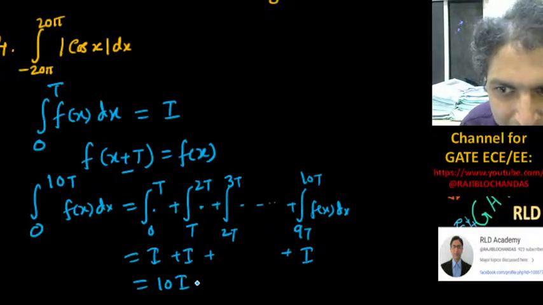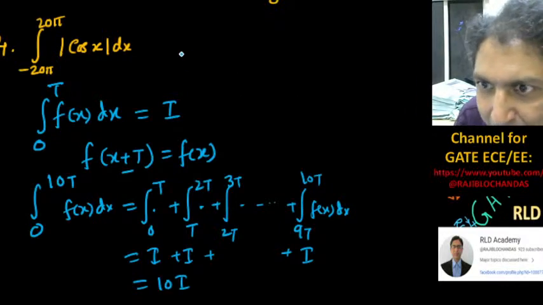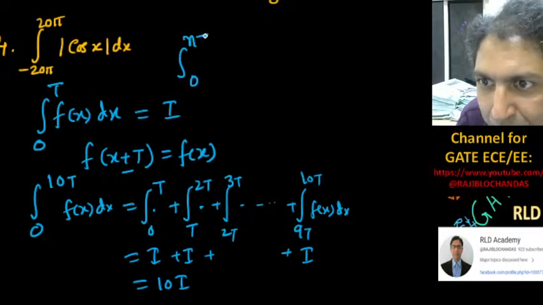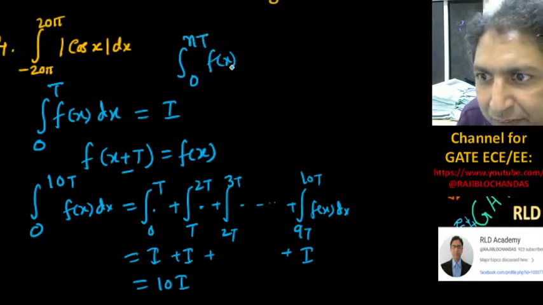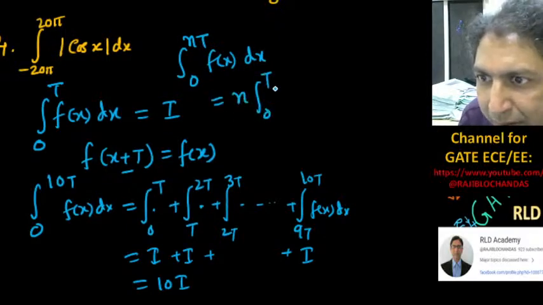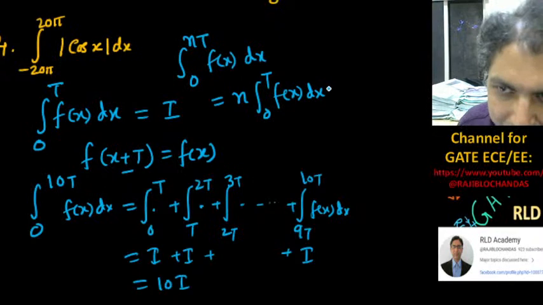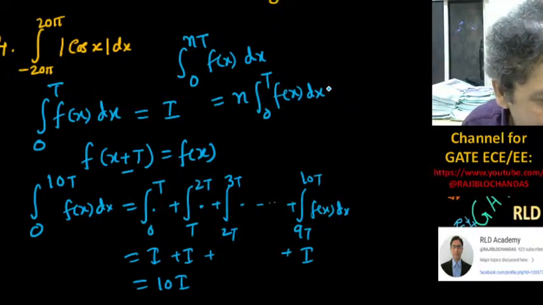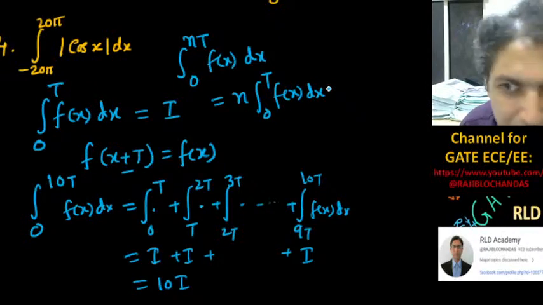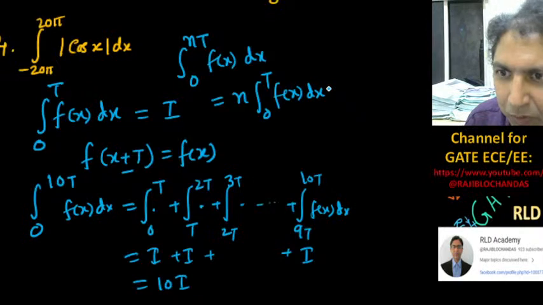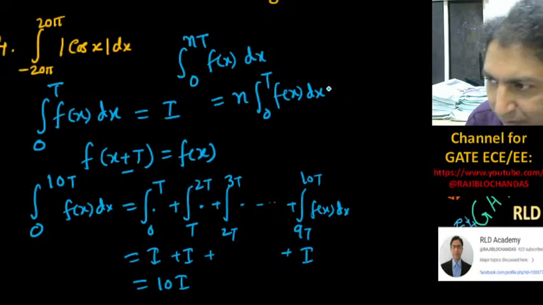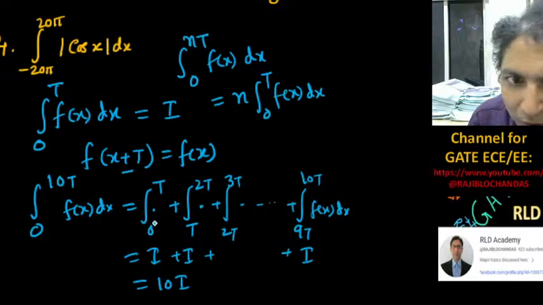Okay. So this is one important thing. In general, if I consider the integral from 0 to nT of f(x) dx, we can write that as n times the integral from 0 to capital T of f(x) dx. This is for a periodic function. Now, how to get this total?